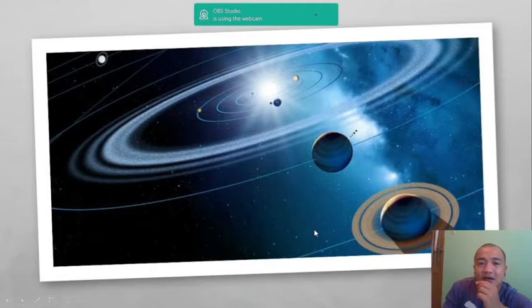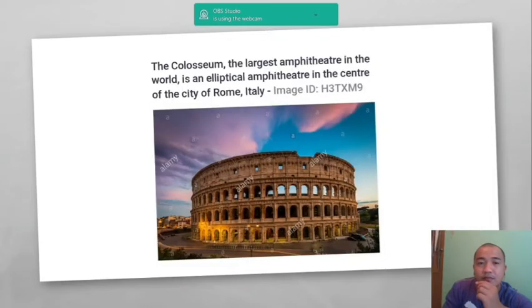Also, the orbits in our solar system are an elliptical shape. Okay, we have also here some buildings that have an elliptical shape. We have here the Colosseum in the city of Rome, Italy. It's the largest amphitheater in the world.